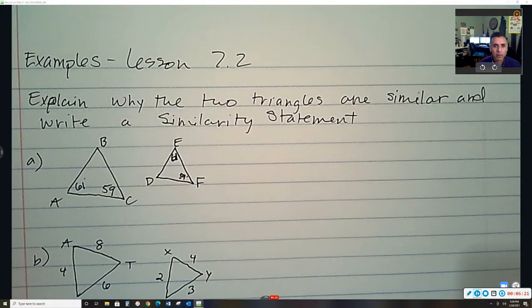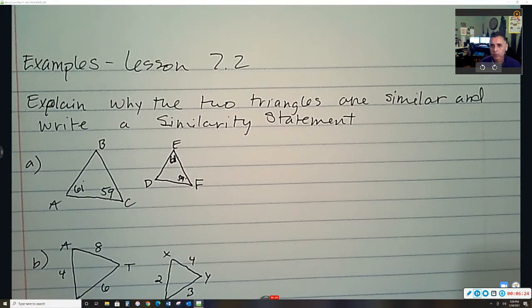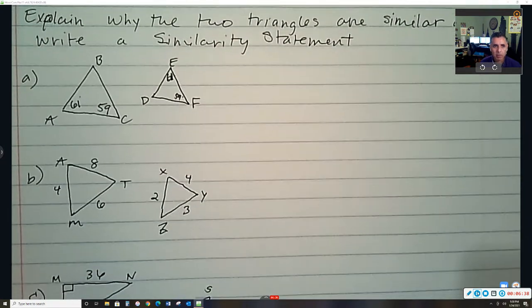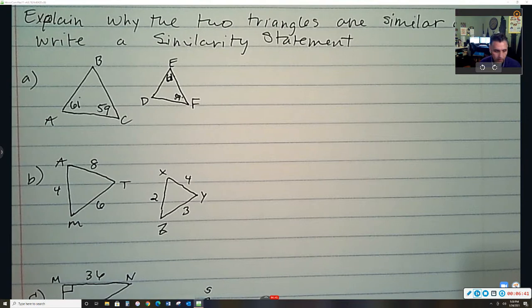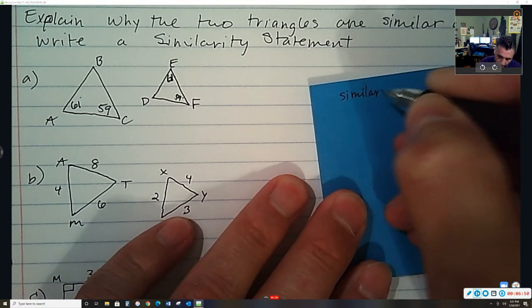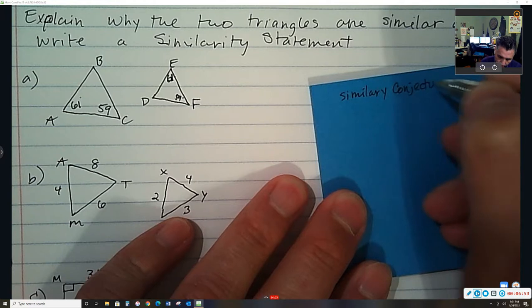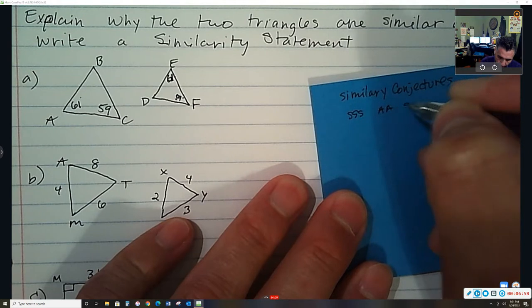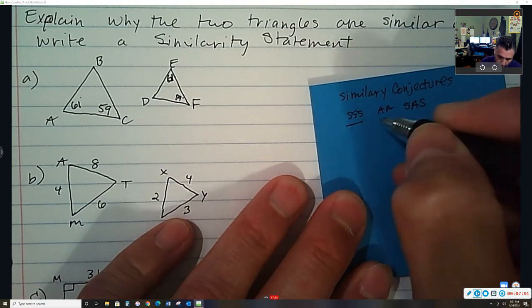So in the examples, it says explain why the two triangles are similar and write a similarity statement. Pause this and copy some of these, and then we'll go ahead and work them out. If you look at these, always try to keep in mind the similarity statements or the similarity conjectures, shortcuts. There was side, side, side, angle, angle, and then side, angle, side. Not in that order. That's just how I remember them.